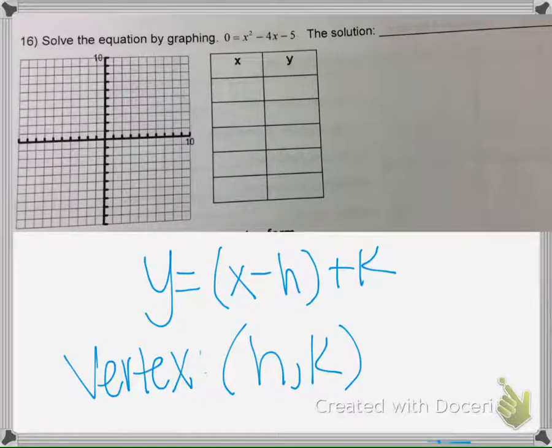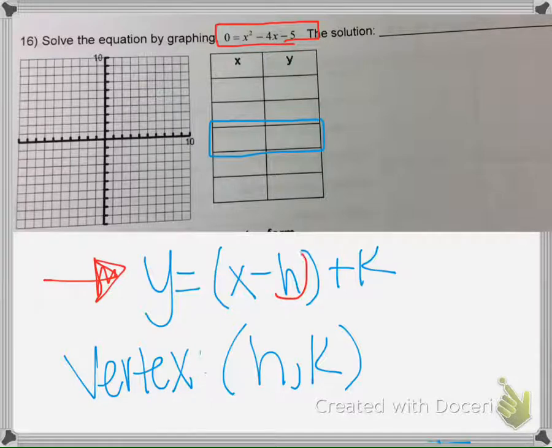We are asked to solve the equation by graphing. So when we graph, I like to put the vertex in the middle of my table. To figure out what the vertex is, if you notice, the equation we're graphing is not in vertex form. So we can complete the square to get it into vertex form.